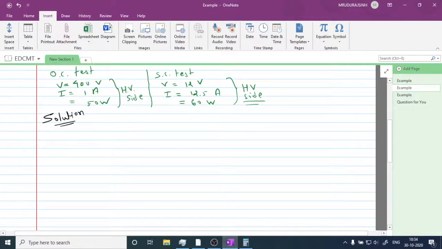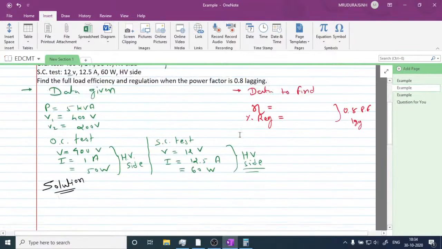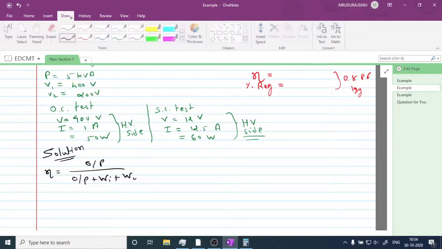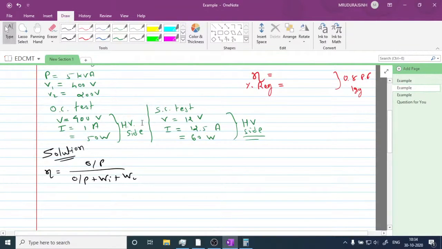So first of all, let's write what we need to find. It's very simple. We need to calculate the efficiency, and we all know the equation for efficiency. Efficiency is nothing but the output divided by output plus iron loss plus copper loss. Now let's go for what do we know and what do we need to know.